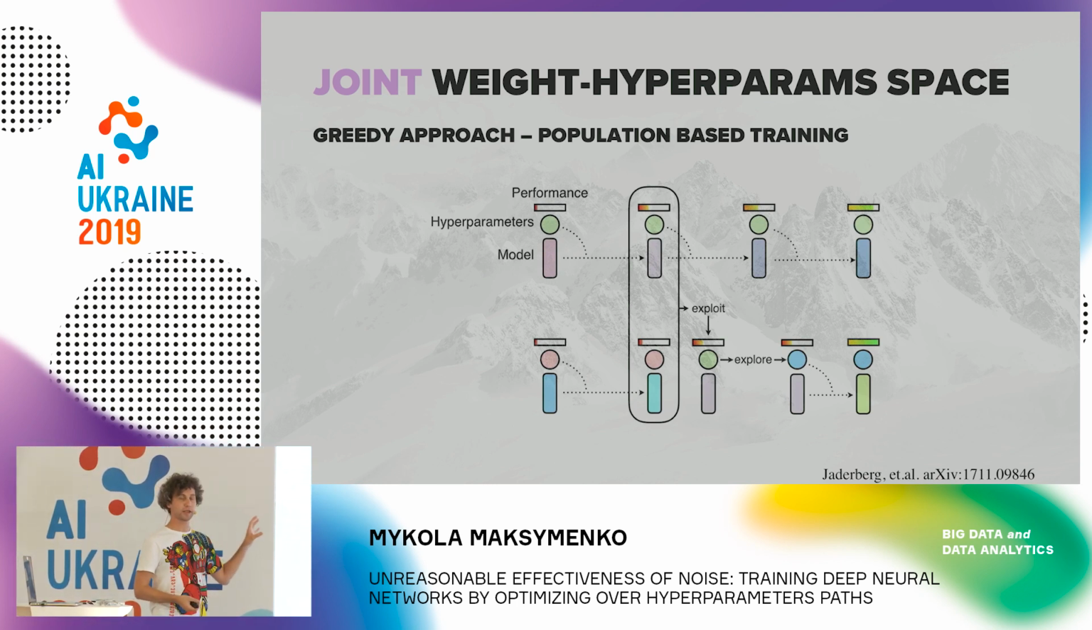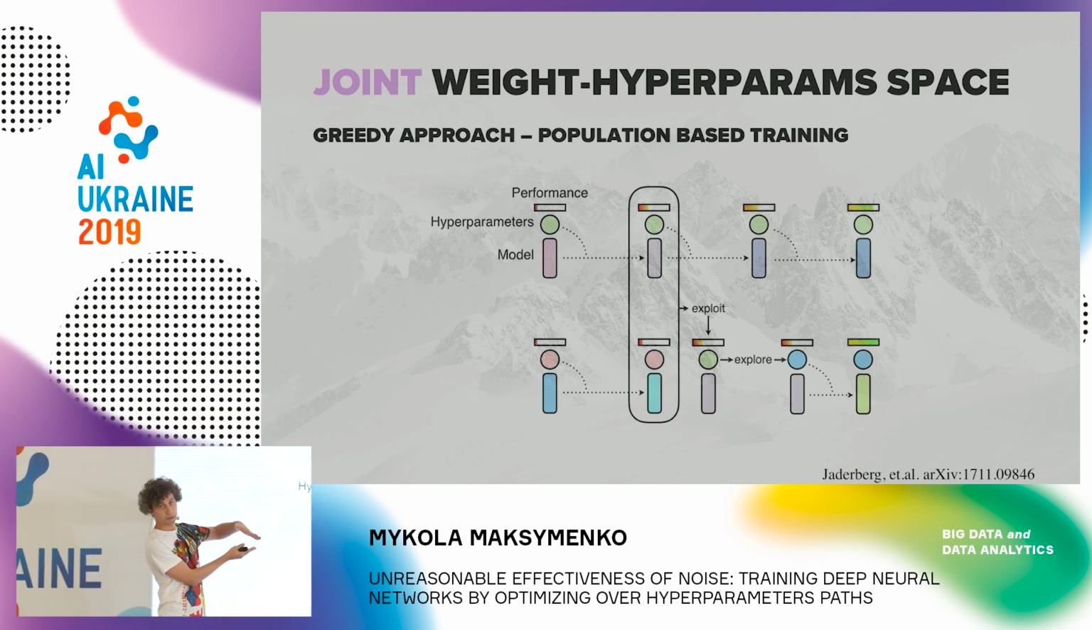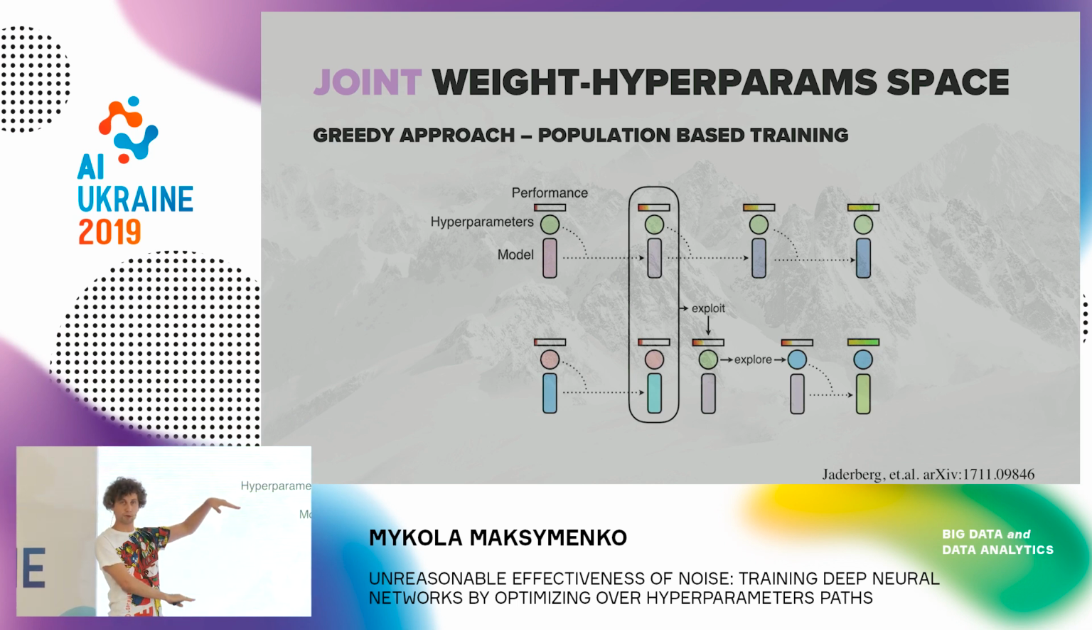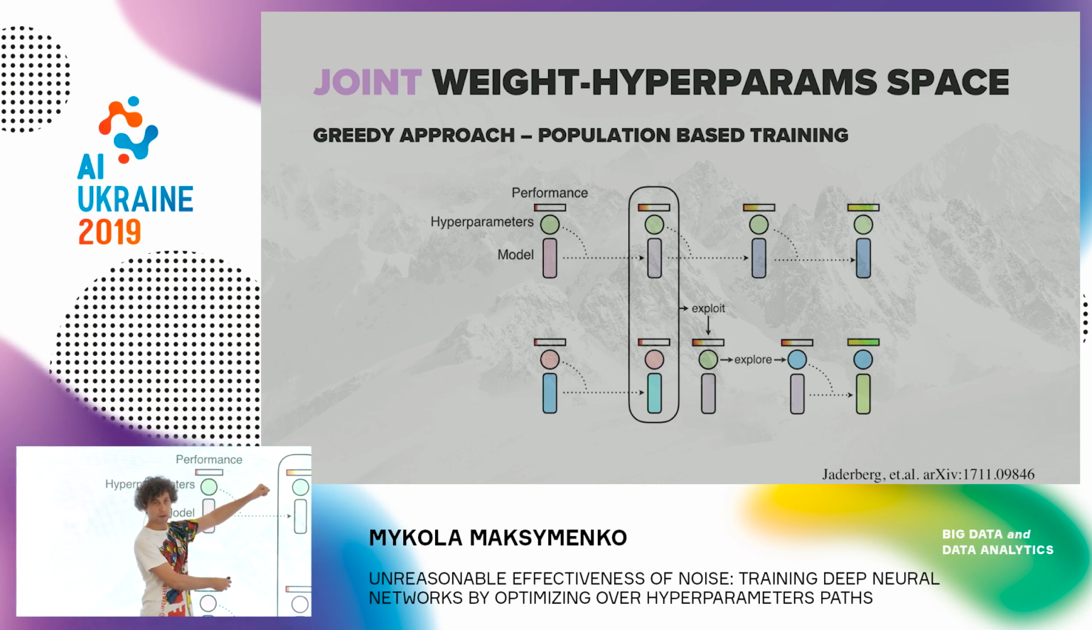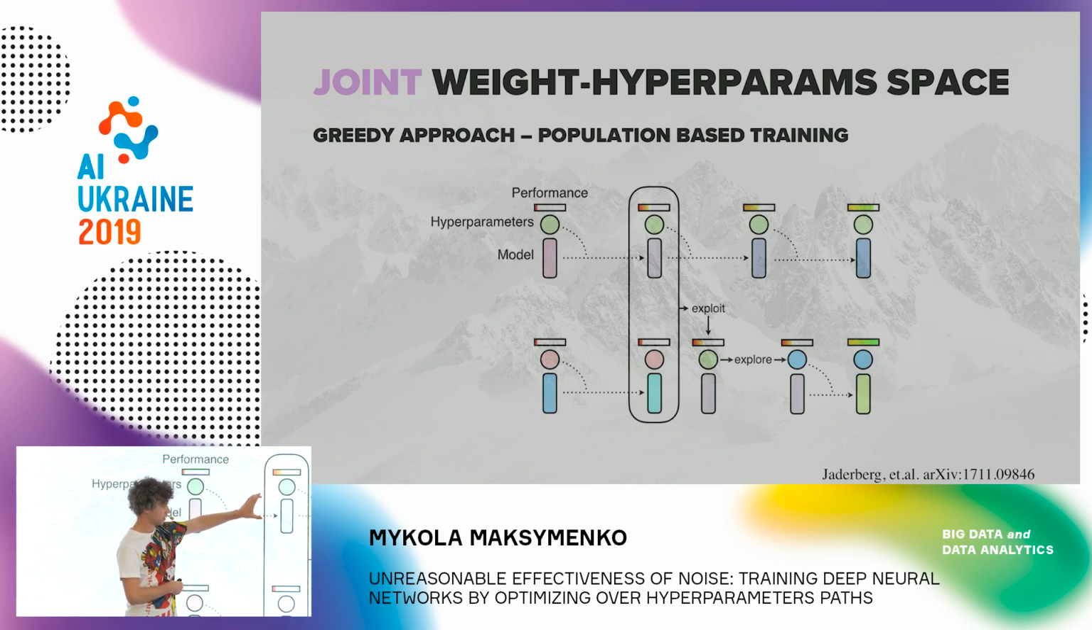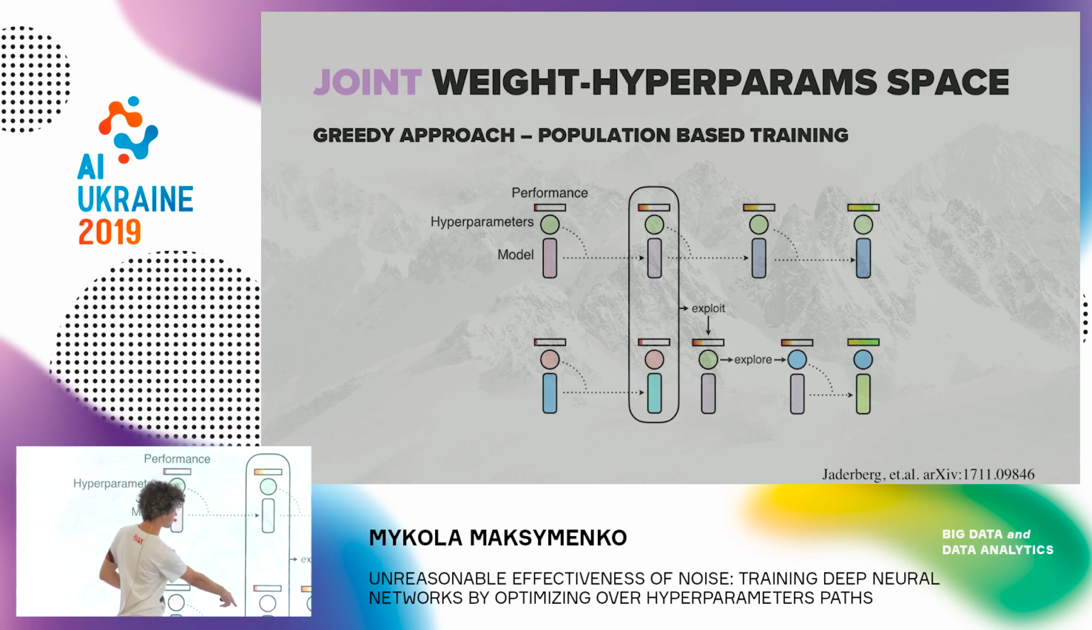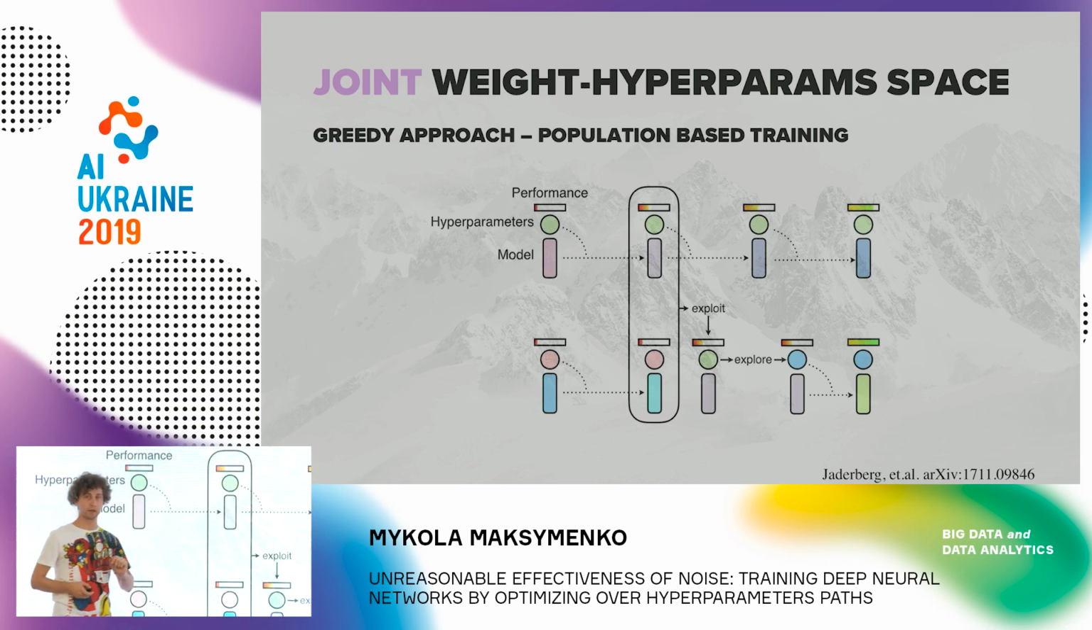And this is a greedy approach. So let's say that you have, again, a parallel set of your networks. You train these models, and at some points in time, you actually compare them. If this model trains worse than this one, you actually exchange: you take the hyperparameters from this one, move them here, slightly perturb, and go on with that.